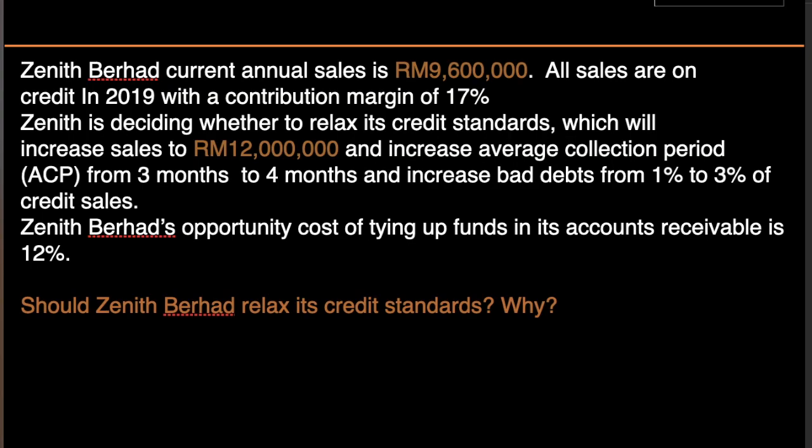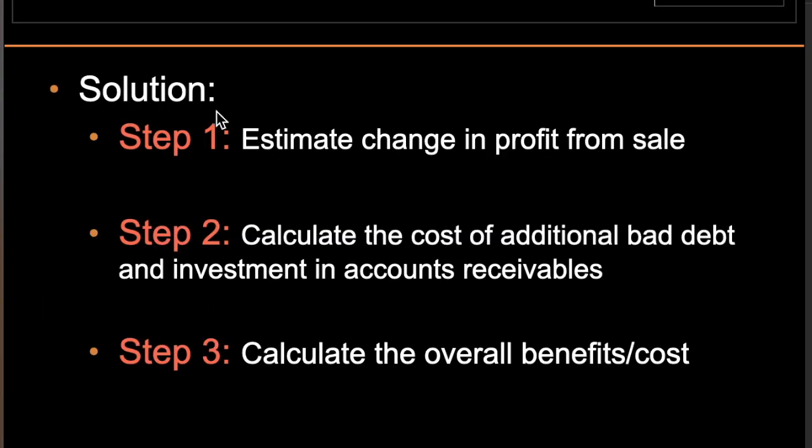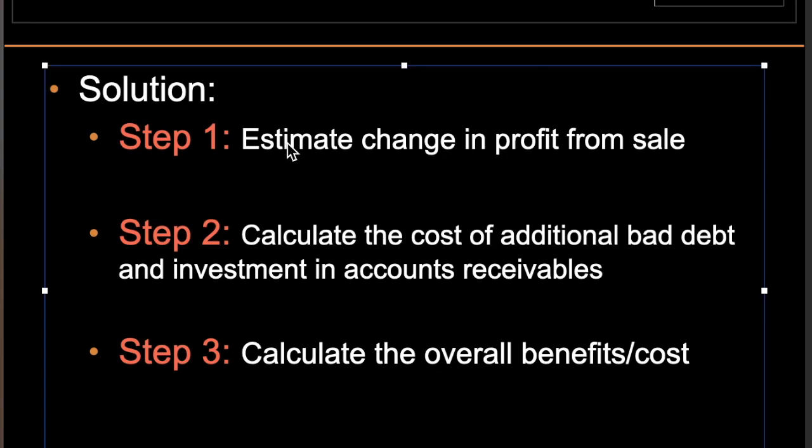In this situation, we have steps to follow. We have 3 steps. The first one is to estimate the change in profit from sales. The second step is to calculate the cost of additional bad debt and investment in account receivables. And lastly, the combined difference, the first step minus the second step, which will give us the third step.